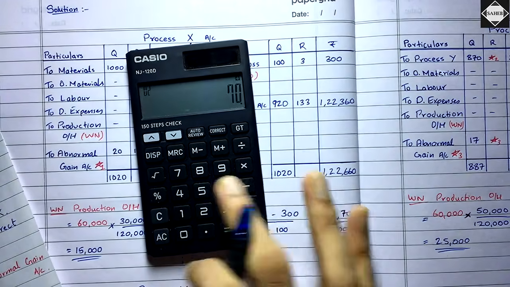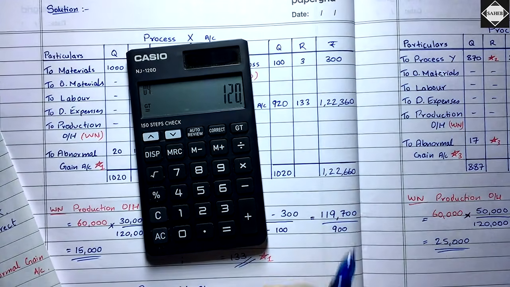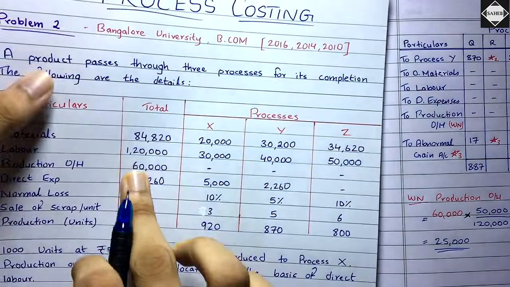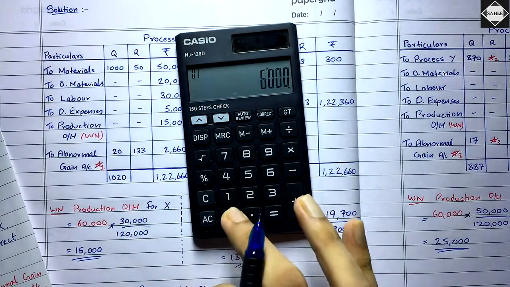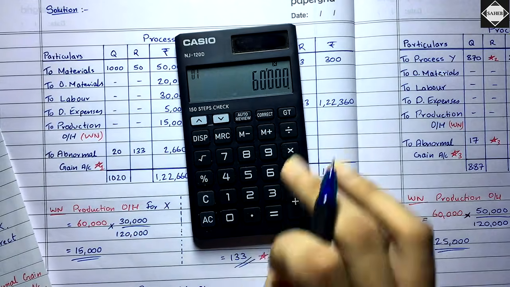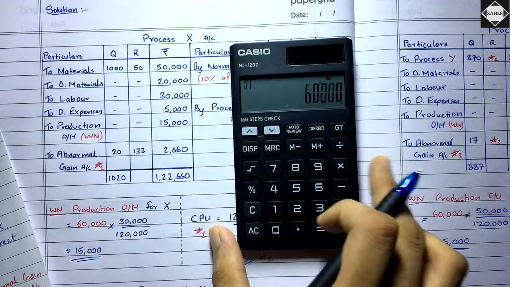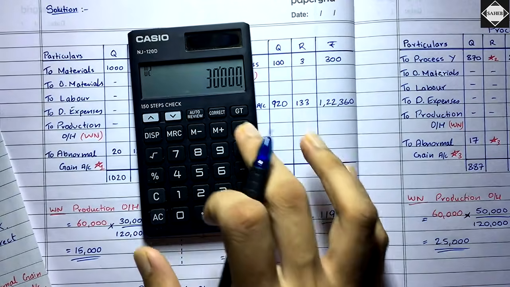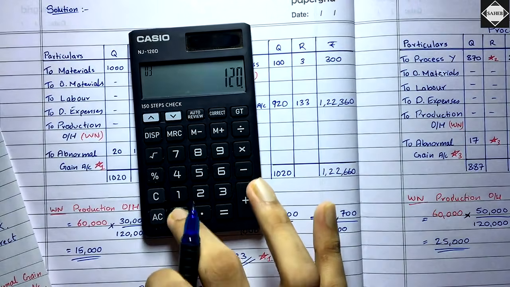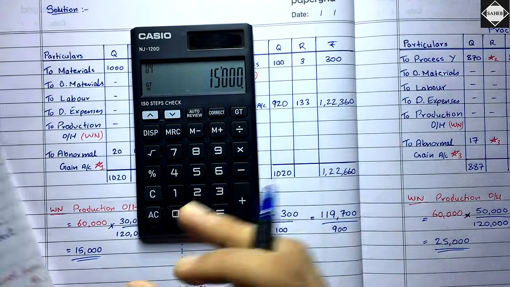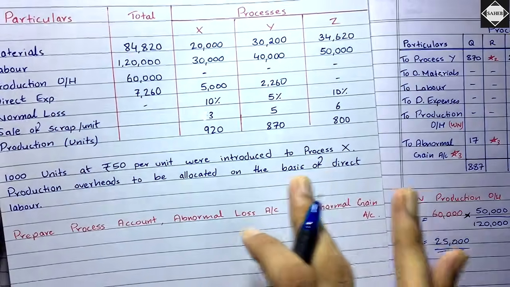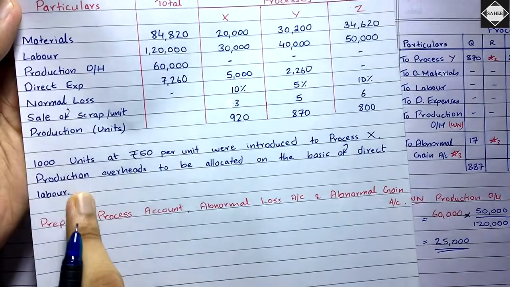30 plus 40 plus 50, that's equal to 120. Yeah, 1,20,000, isn't it? So that's the total direct labor. All you're going to do is just use the ratio of that. 60,000 is the total production overhead into the direct labor in this process is 30,000 into 30,000 divided by the total direct labor 1,20,000, that's equal to 15,000. So on the basis of direct labor, in that proportion we have allocated the production overhead.